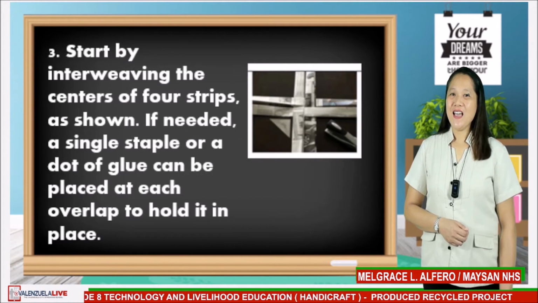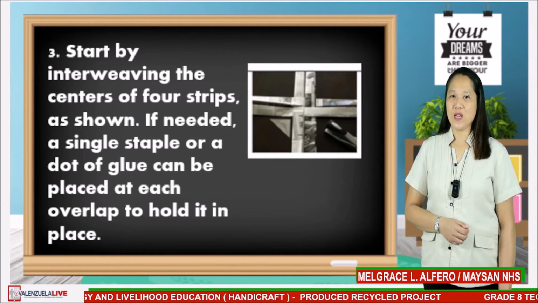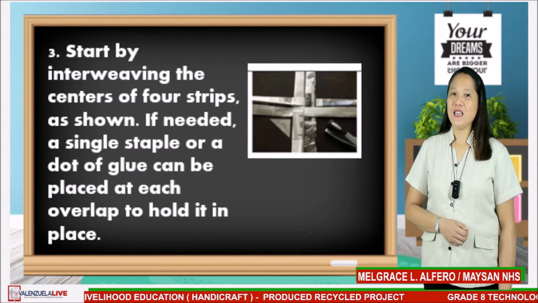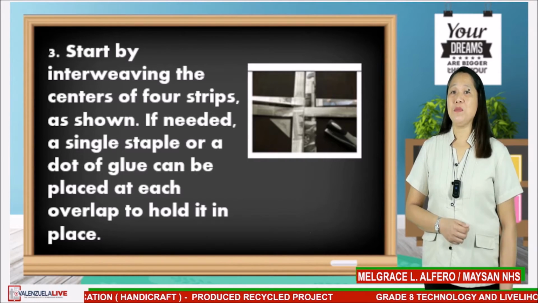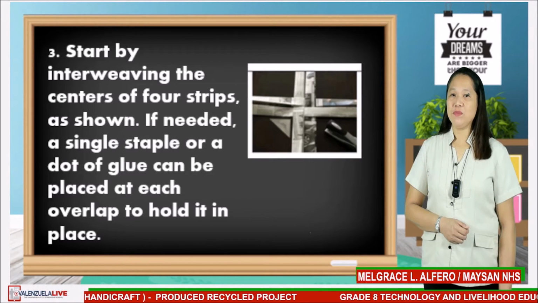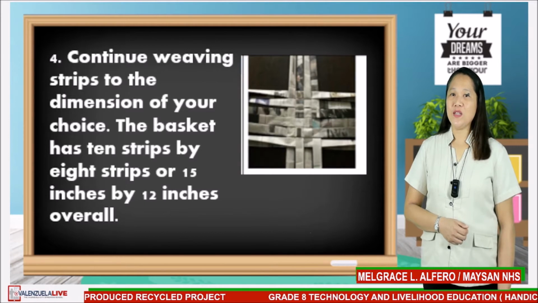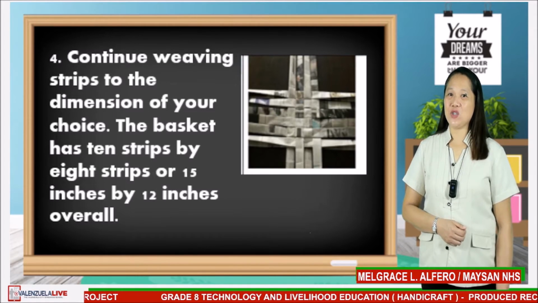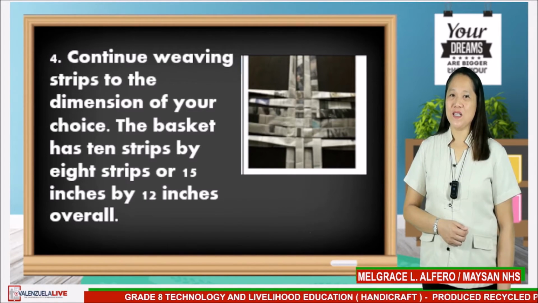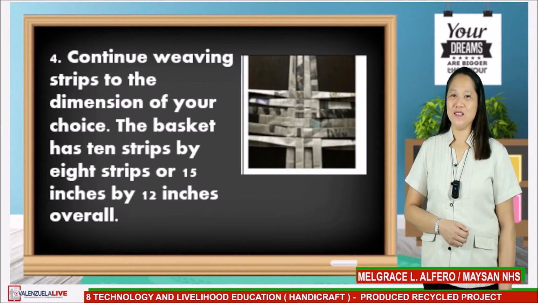Number 3, start by interweaving the centers of 4 strips as shown. If needed, a single staple or a dot of glue can be placed at each overlap to hold it in place. 4, continue weaving strips to the dimension of your choice. My basket is 10 strips by 8 strips, or 15 inches by 12 inches overall.